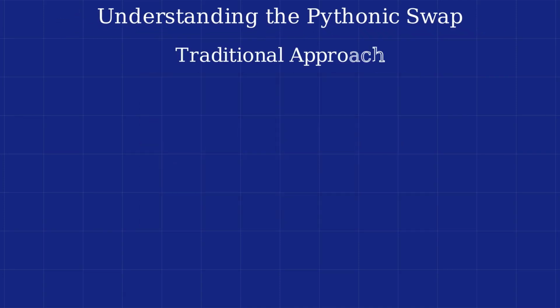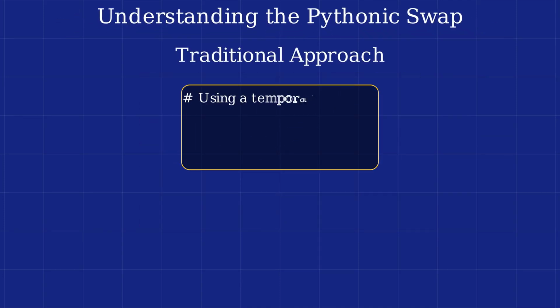Traditionally, swapping variables required a three-step process using a temporary variable. First, you store one value in a temporary variable. Then, you assign the second value to the first variable. Finally, you assign the temporary value to the second variable.